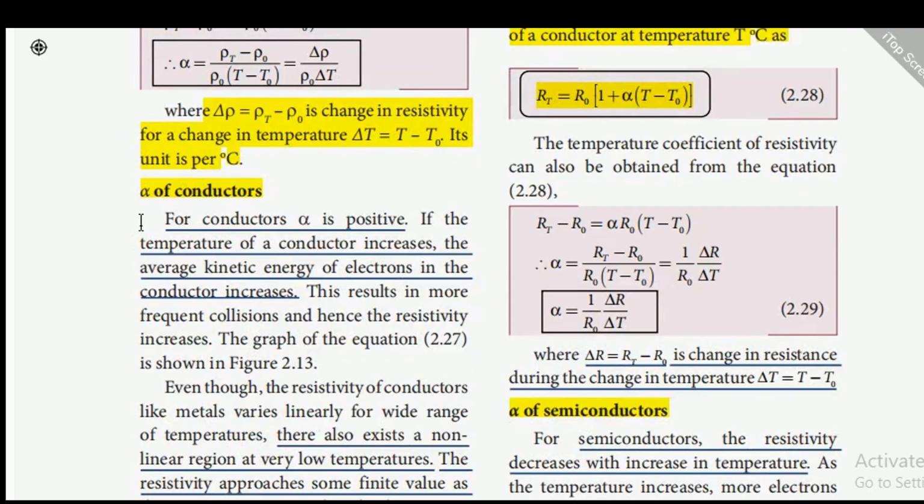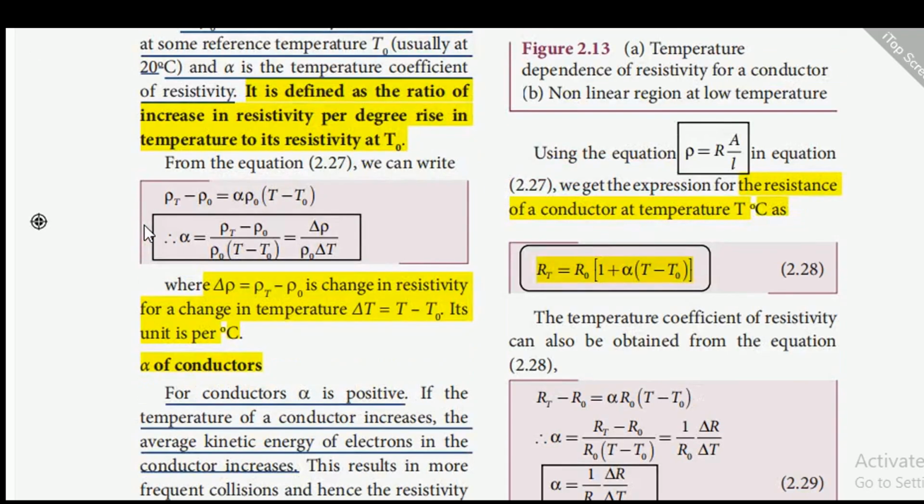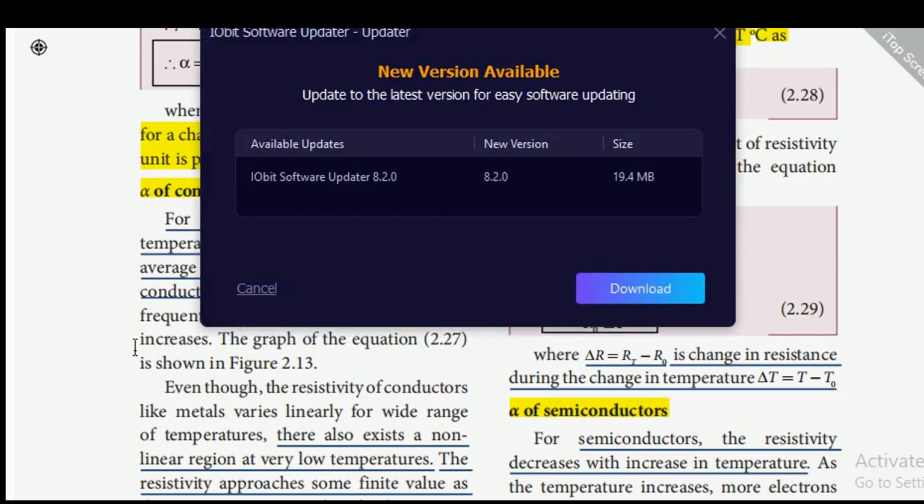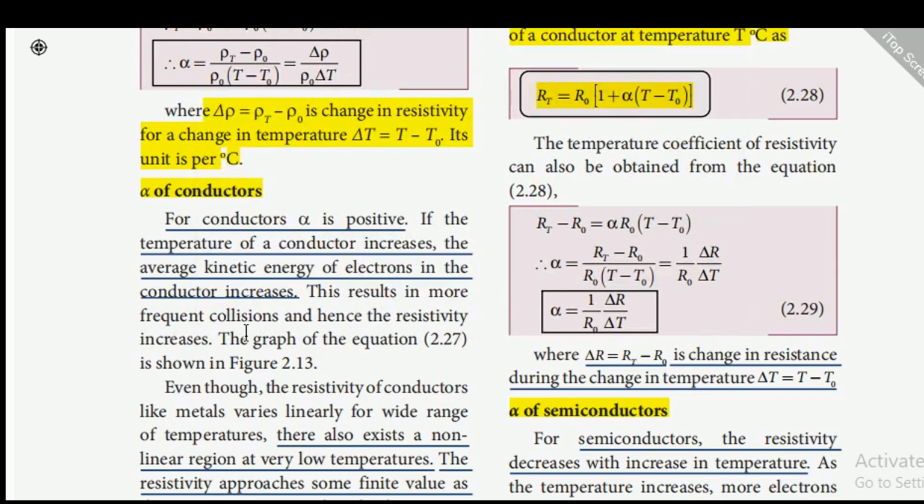Now, we will see about the resistivity of the conductors. Alpha will be always positive for conductors. If the temperature of a conductor increases, the average kinetic energy of electrons in the conductor increases, and this results in more frequent collisions, and hence the resistivity also increases.